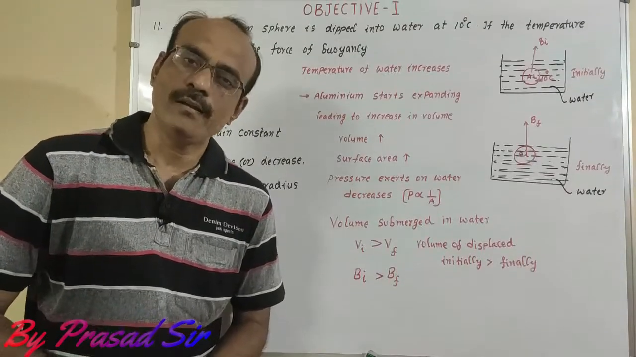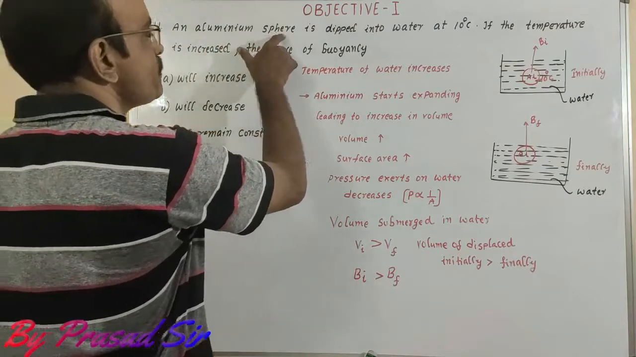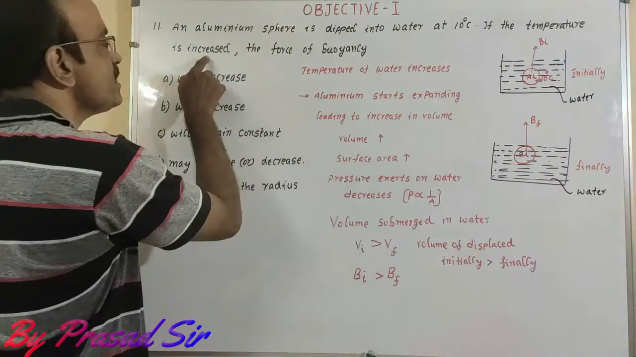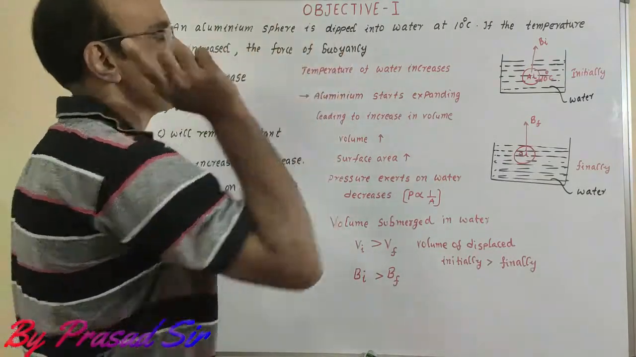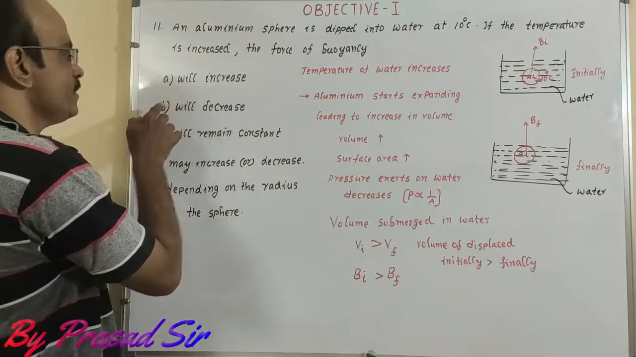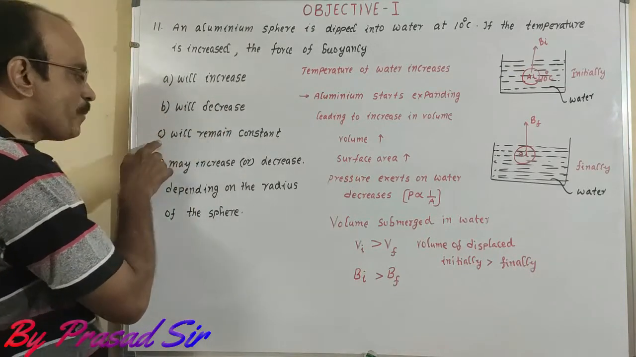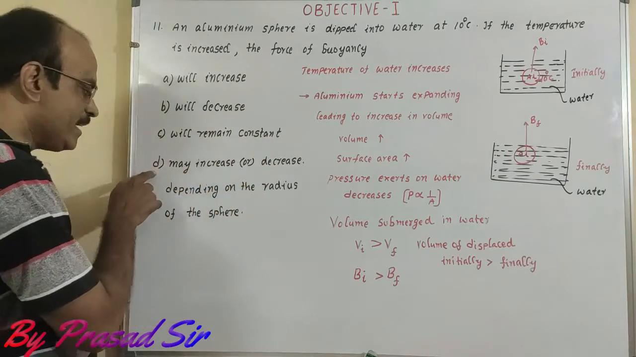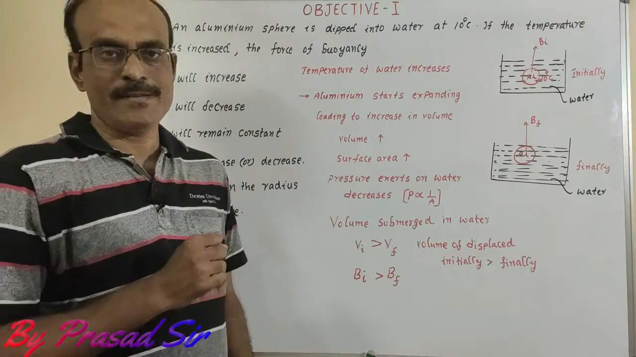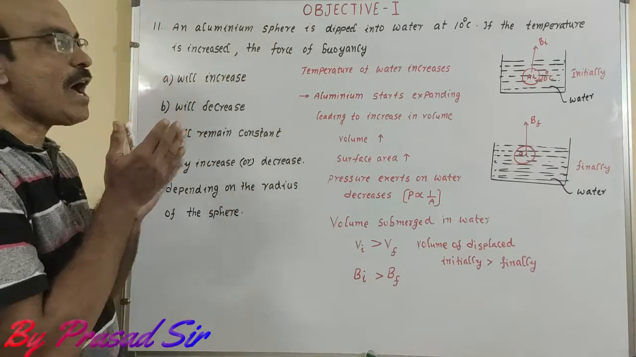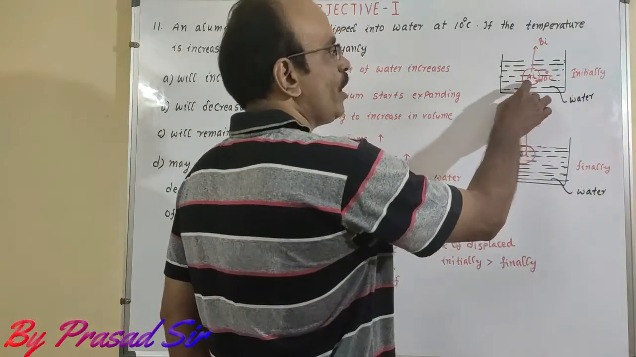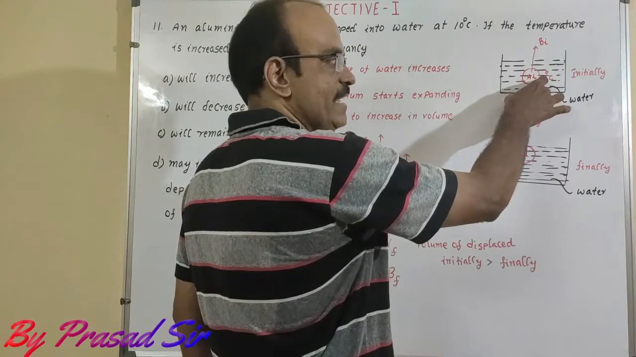Question number 11. An aluminium sphere is dipped into water at 10 degrees centigrade. If the temperature is increased, what happens to the force of buoyancy? Option A, will increase; B, will decrease; C, will remain constant; D, may increase or decrease depending on the radius of the sphere. To answer this question, first I will take the water, and inside the water I am taking an aluminum sphere at 10 degrees centigrade.